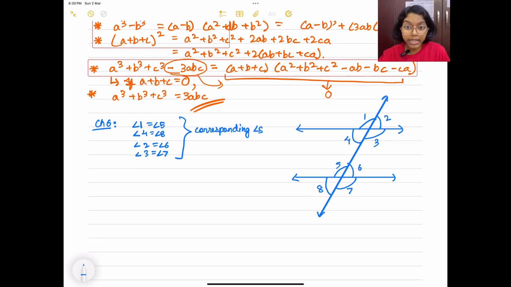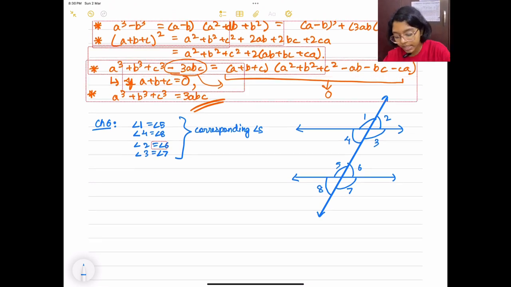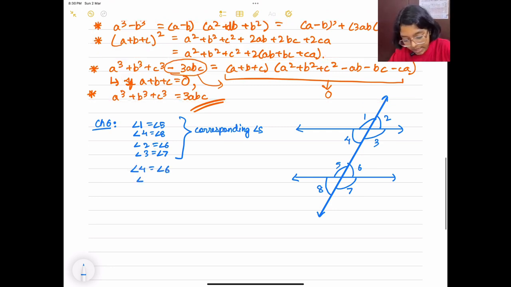Then we have alternate interior angles. Okay, so what are alternate interior angles? Angle 4 should be equal to angle 6. Angle 3 should be equal to angle 5. These are alternate interior angles.